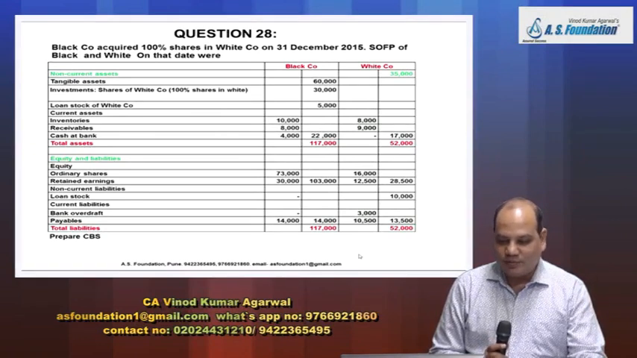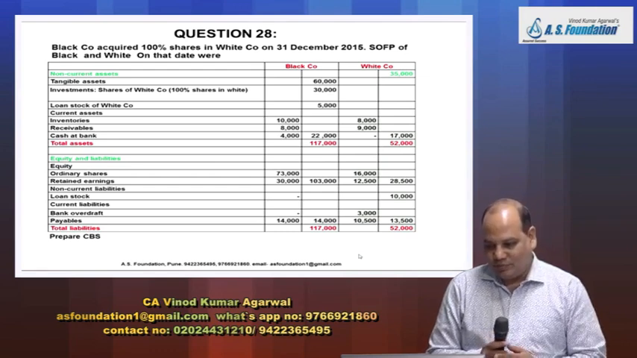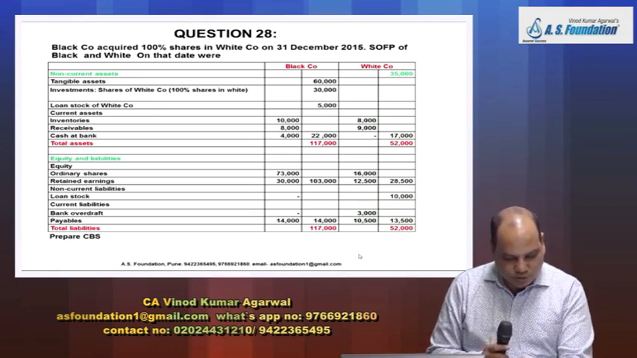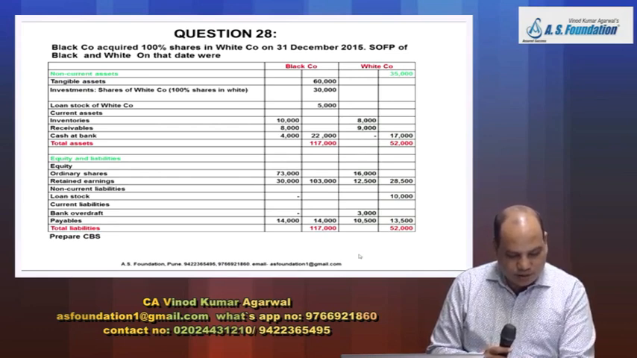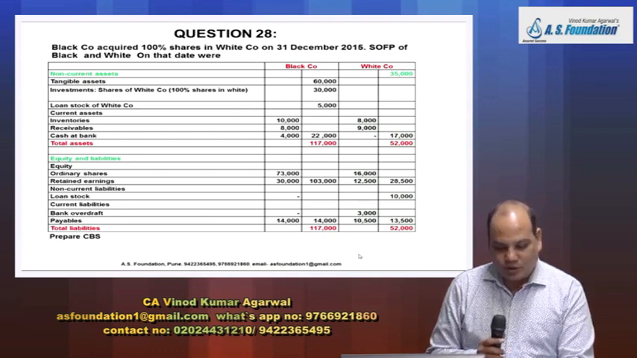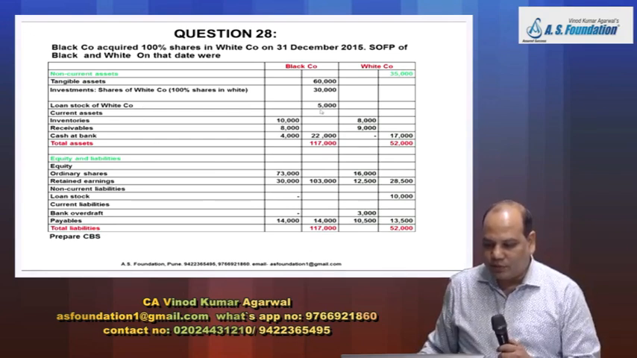Black company acquired 100% shares in white company on 31st December 2015. The SOFP of black and white on that date were: non-current asset, under that we have tangible asset, 60,000 and 35,000. Then investment, shares of white company, 100% shares in white, 30,000. Loan stock of white company, 5,000.